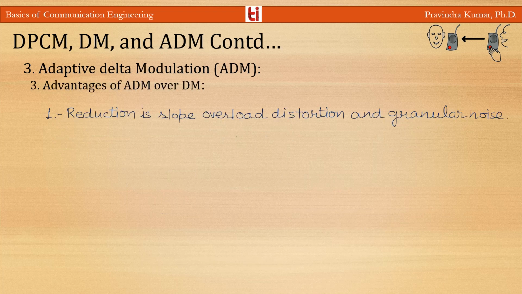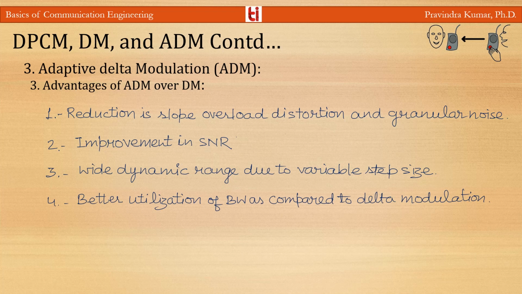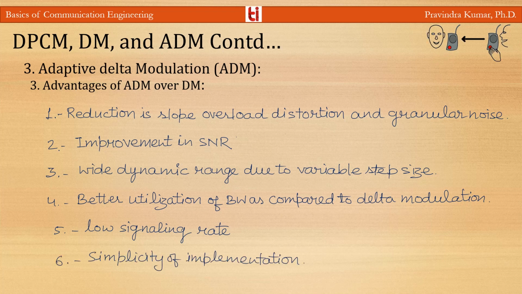And if we talk about the advantages of ADM over delta modulation, there is a reduction in the slope overload distortion and granular noise, improvement in SNR, wide dynamic range due to variable step size, and better utilization of the bandwidth as compared to delta modulation. There is also a low signaling rate and simplicity of implementation.